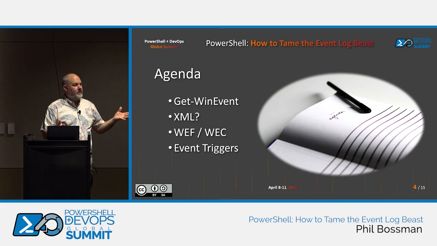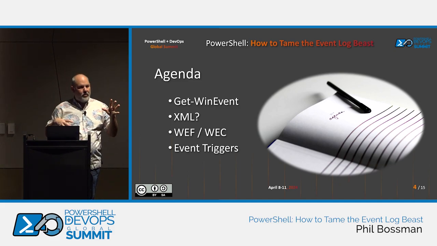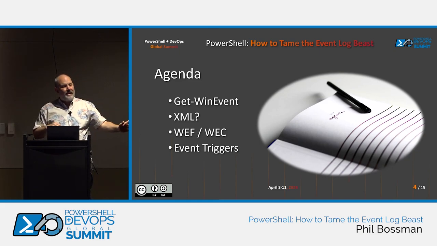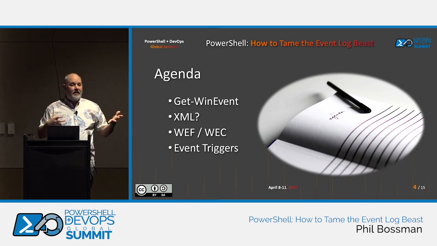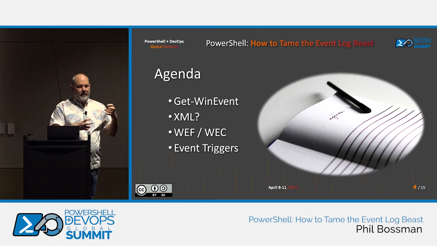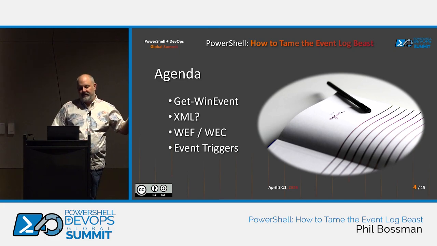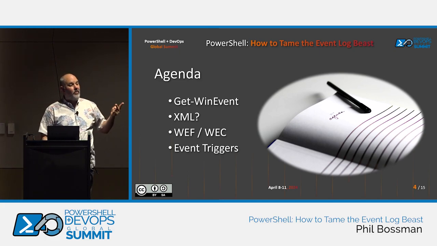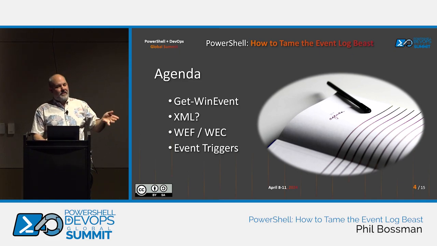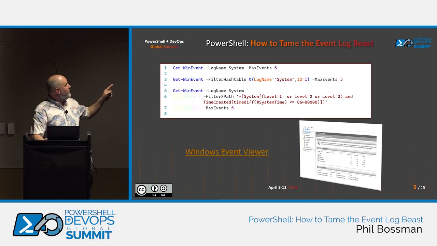So what are we going to talk about? The agenda of this talk is, last year I gave a talk on using Get-WinEvent, basically using PowerShell to manage the event logs and do a bunch of things with them. We're going to quickly talk about that, but then expand upon it and actually talk about XML, because XML is underneath the covers. The event log is a data-driven XML format. We're going to talk about WEF and WEC, Windows Event Forwarding and Windows Event Collectors. Then we're going to talk about event triggers and what you can do with them. I don't see very much documentation on that, so we're going to talk about that as well.